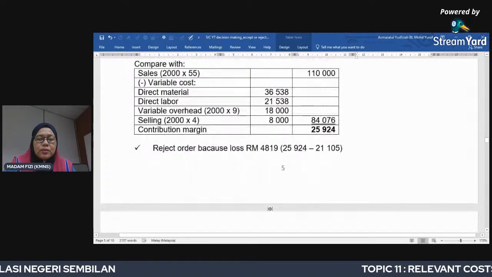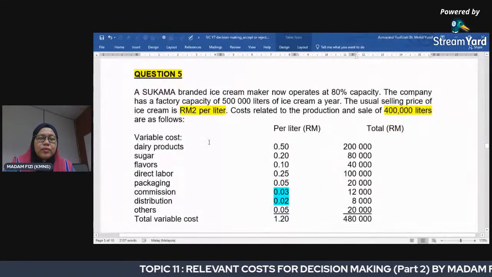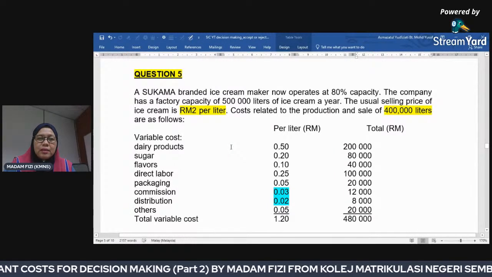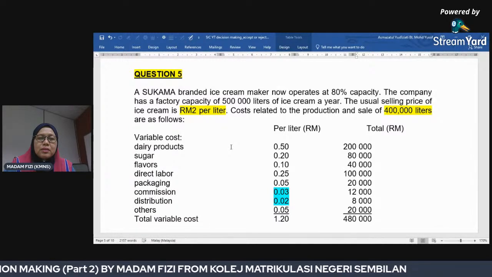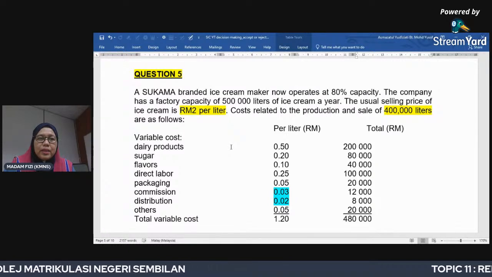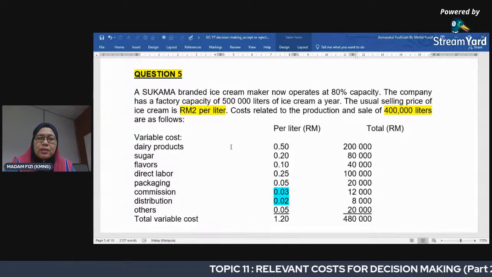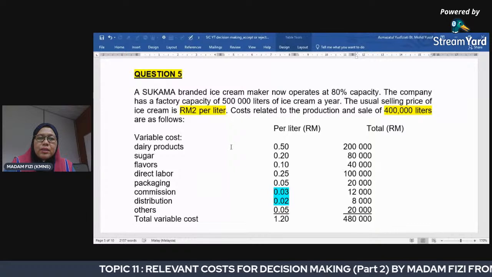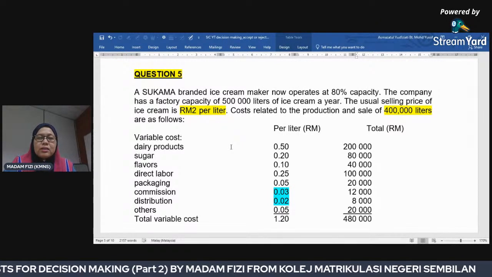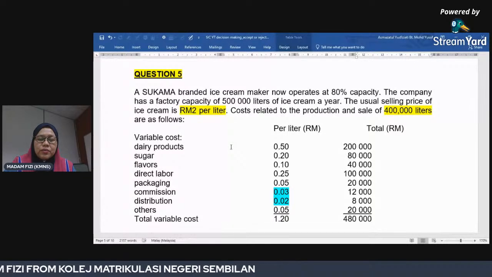Okay, so now we move to question number 5. Okay, question number 5 is a Sukama branded ice cream maker now operate at 80% capacity. That means the company still has 20% more. The company has a factory capacity of 500,000 liters of ice cream a year. The usual selling price of ice cream is RM2 per liter. Okay, the cost related to the production and sales of 400,000 liters are as follows.